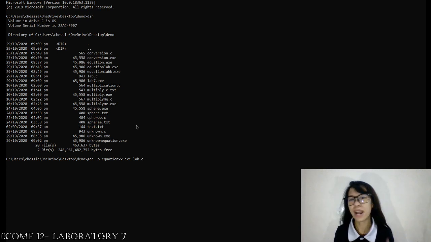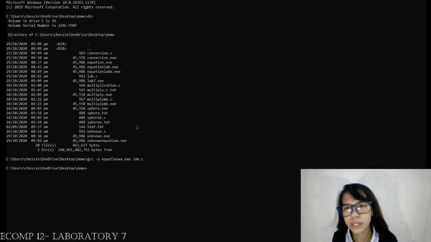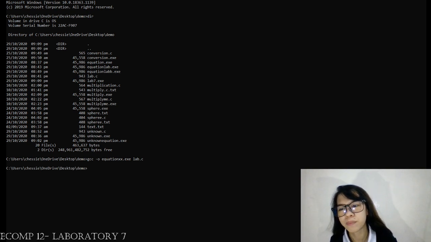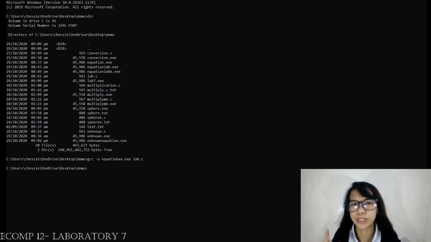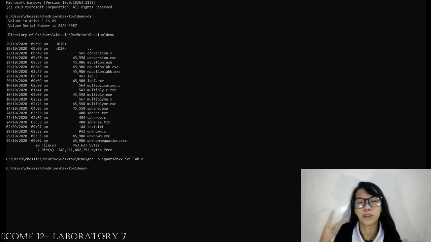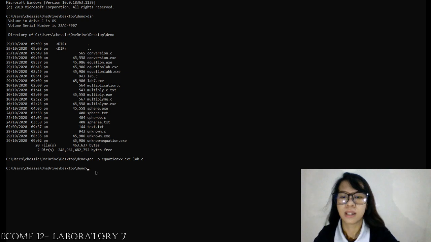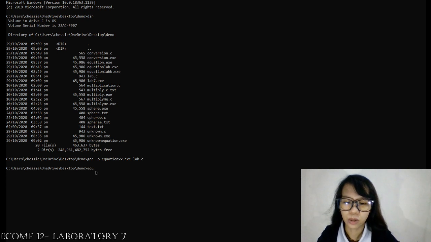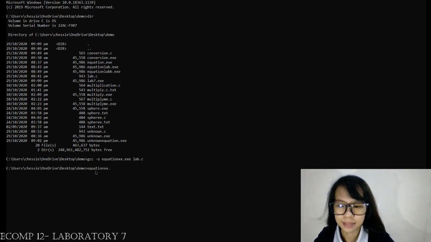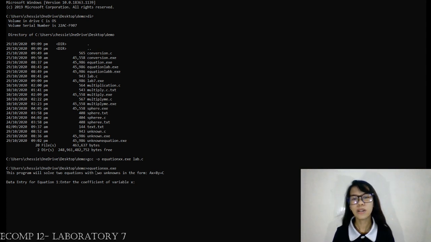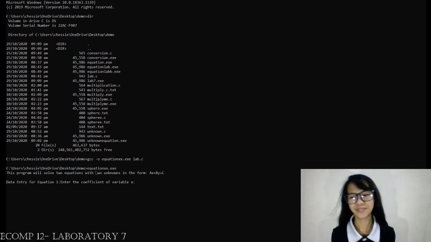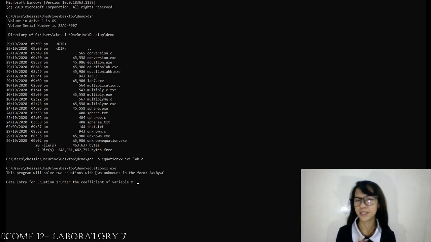As you can see, there's no error in my program, and now we are going to put in the first two equations, which is example A, and let's see if it's correct. Now we're going to run first the executable file, which is equation xx.exe. It is written that this program will solve two equations with two unknowns in the form of ax plus by equals c. Now we are going to enter the numerical coefficients of x, y, and also the constant.